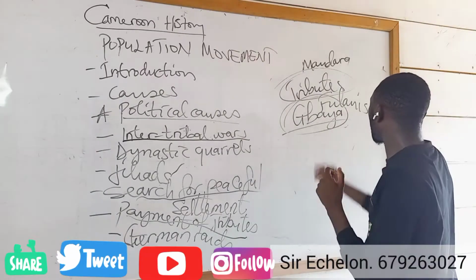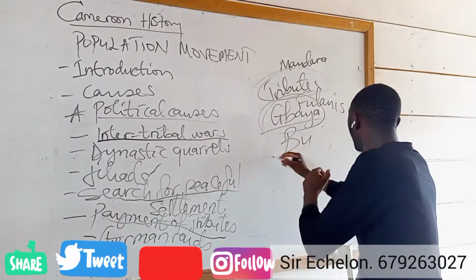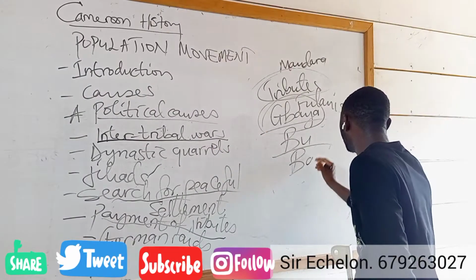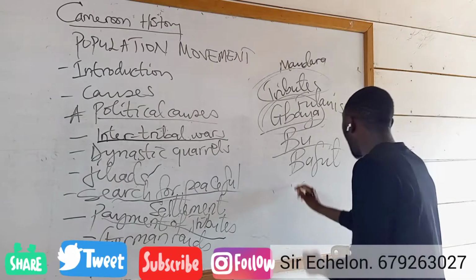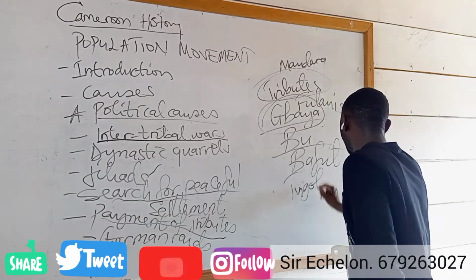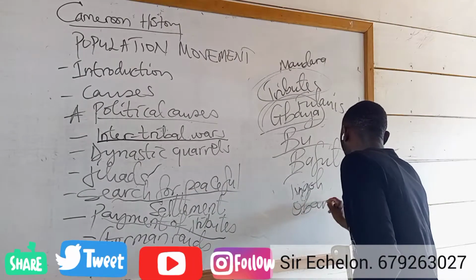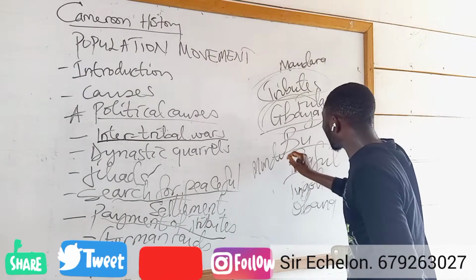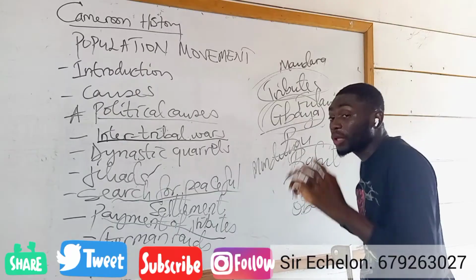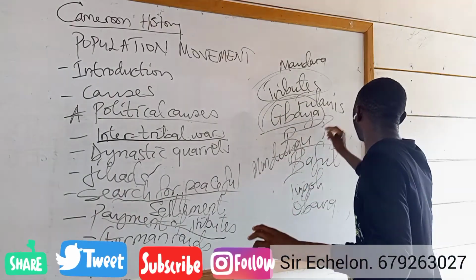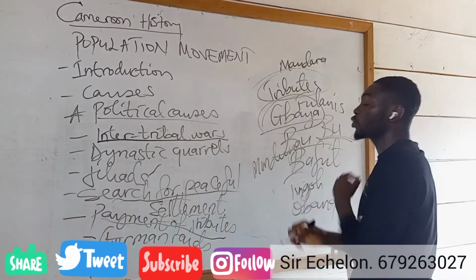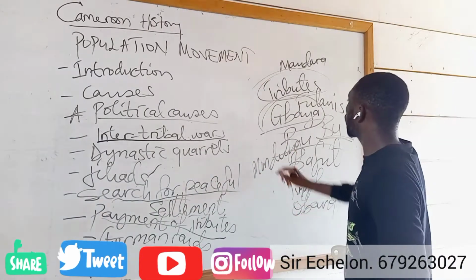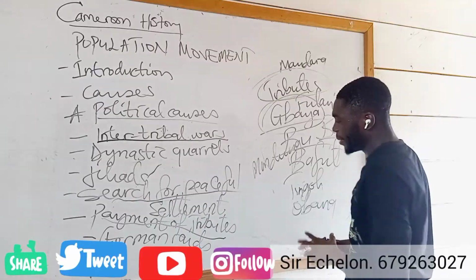Again, we can also talk about the Buu people who migrated because they did not want to pay tribute to their aggressive Bafut neighbors. While the Tingo, Obang, and Mundung accepted to pay tribute to the Bafut and settled beside them, the Buu people saw no need to pay tribute to the Bafut, and for that reason, they had to migrate. So those are examples under payment of tribute.